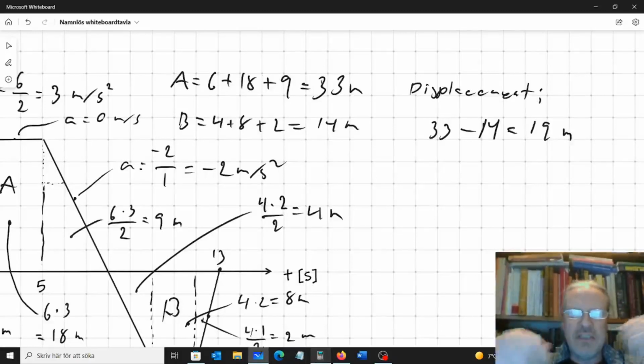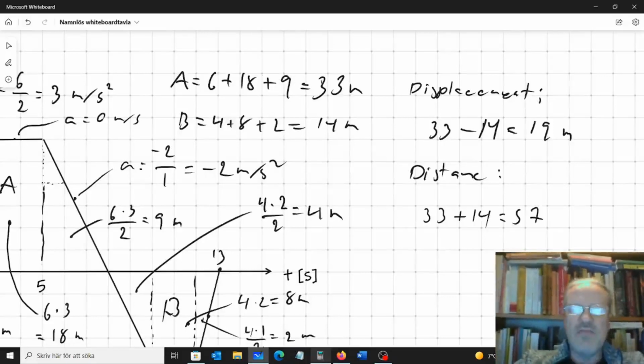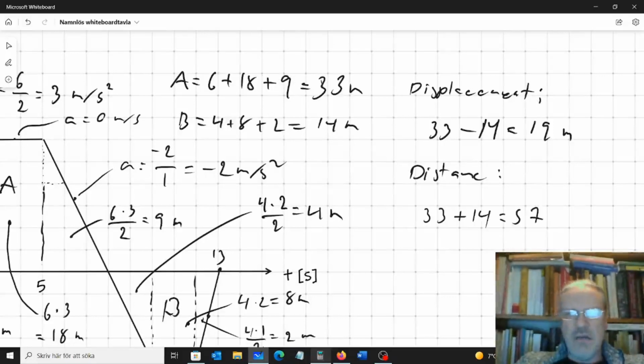If we talk about the distance traveled, then we should add these two up. So that would be 33 plus 14 instead. And that would now be 47 meters. Because we travel first 33 meters forward and then 14 meters backwards. All in all, 47 meters. Hope this makes sense.